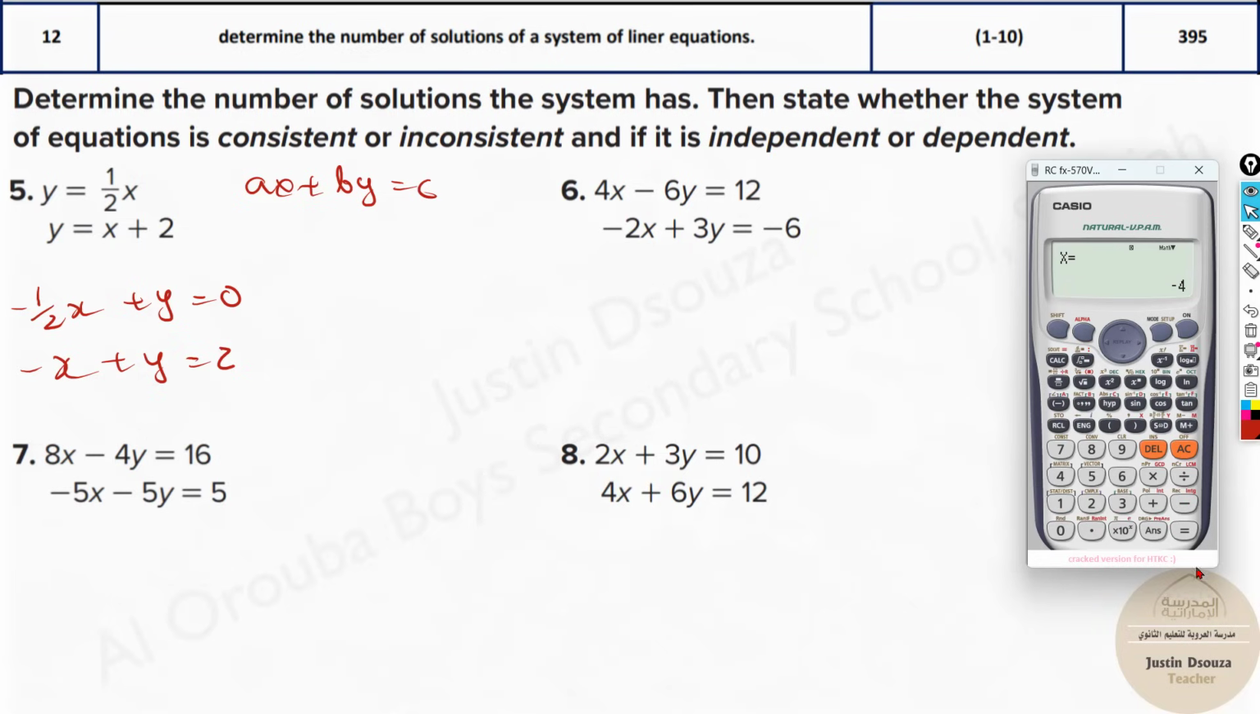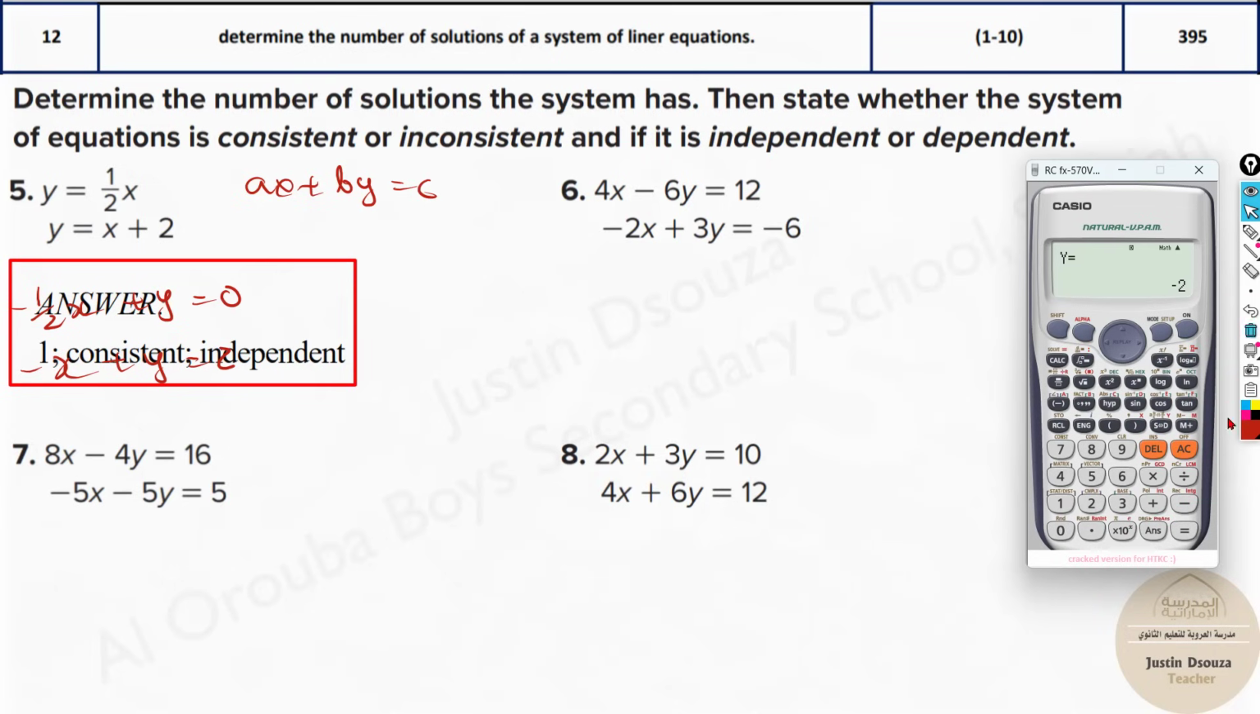The answers are minus 4 and minus 2. We are not looking for the answers, but we are getting a solution. So there is one solution and it is independent and consistent. Say it's one solution, one set x and y, that is a coordinate point you get. They'll intersect at one particular point, x and y, that is the solution we get over here. That means one solution, it is consistent and independent.